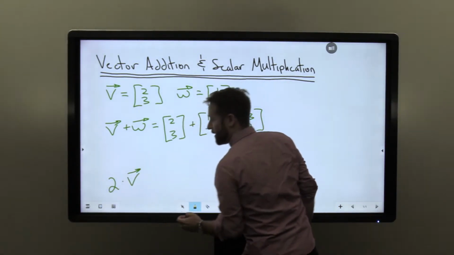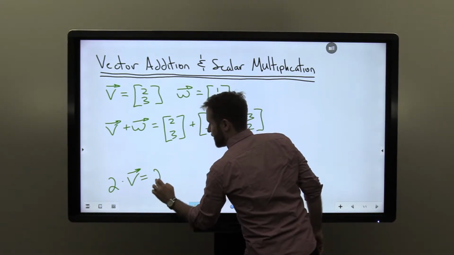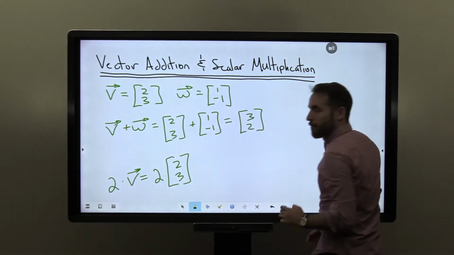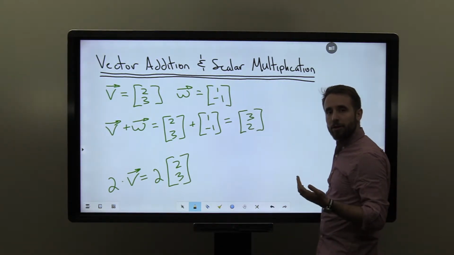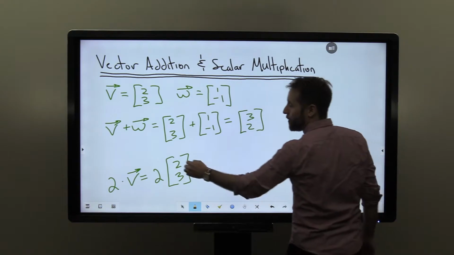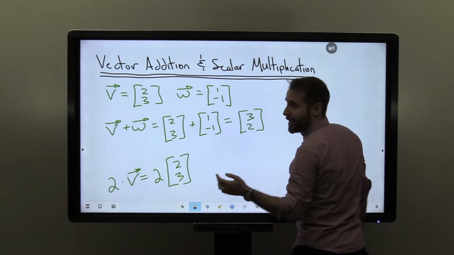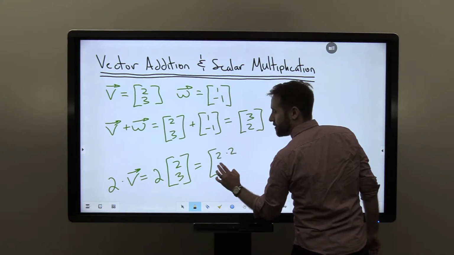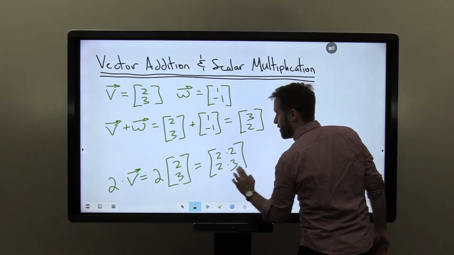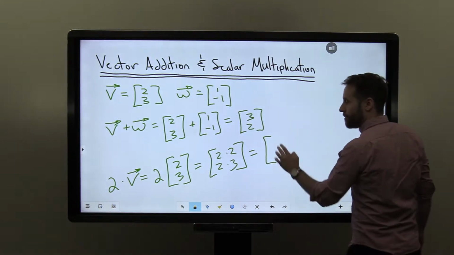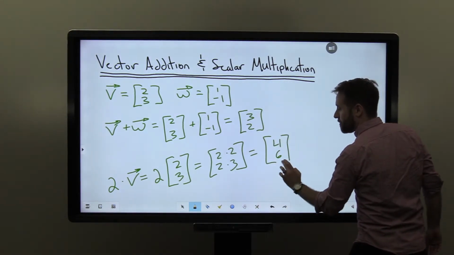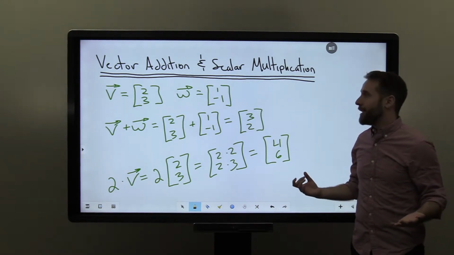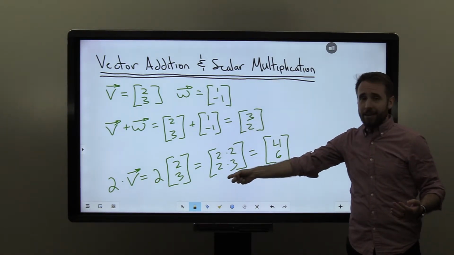2v. That's going to be 2 times the vector 2, 3. And this will also occur component-wise. By that I mean I will multiply each of these components by the number 2. So this becomes 2 times 2, and then 2 times 3, or 4, 6.